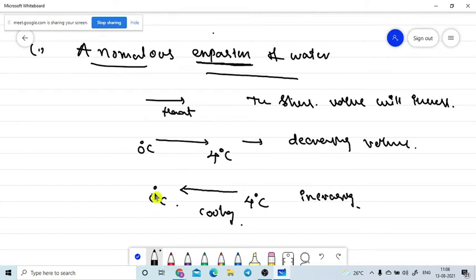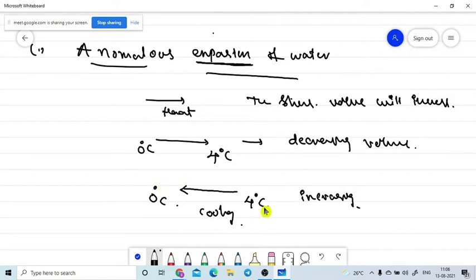We don't know what is behind this one. Up to our level, we are not dealing with what is happening behind it, why the water is expanding. We are not dealing with that topic. We are just using the application of the anomalous expansion of the water.